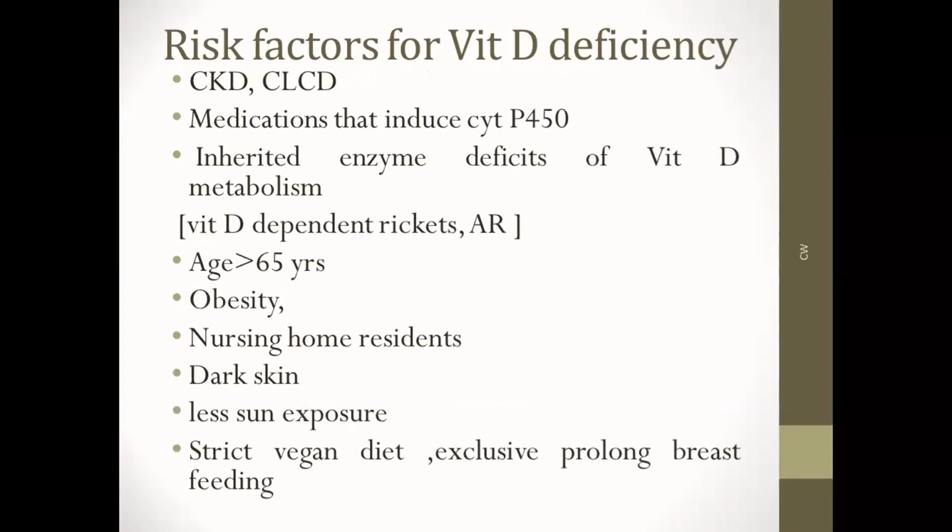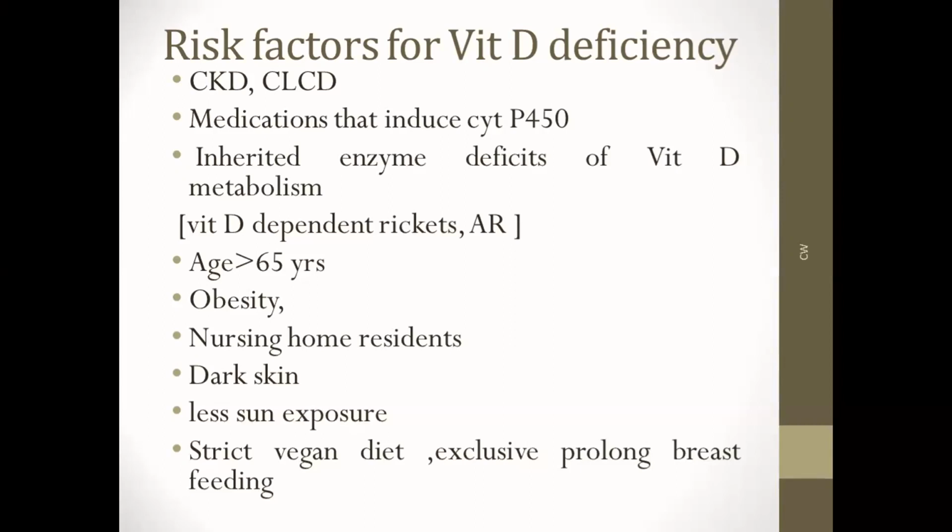Age more than 65 years. With aging, vitamin D production in the skin is less. The production is less compared to young people with sun rays falling on the skin. Even though adults get the same amount of sun exposure, the production of vitamin D is less if they are more than 65 years.